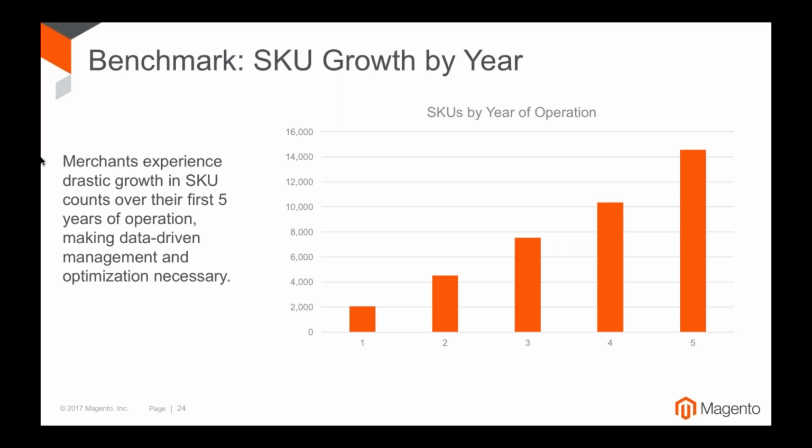In their respective years of existence, we found that while the average merchant that's 1 year old sells about 2,000 distinct SKUs, by the time they make it to their 5th year of existence, the average merchant is actually selling over 14,000 distinct SKUs in a given year. So it's a really remarkable amount of growth.